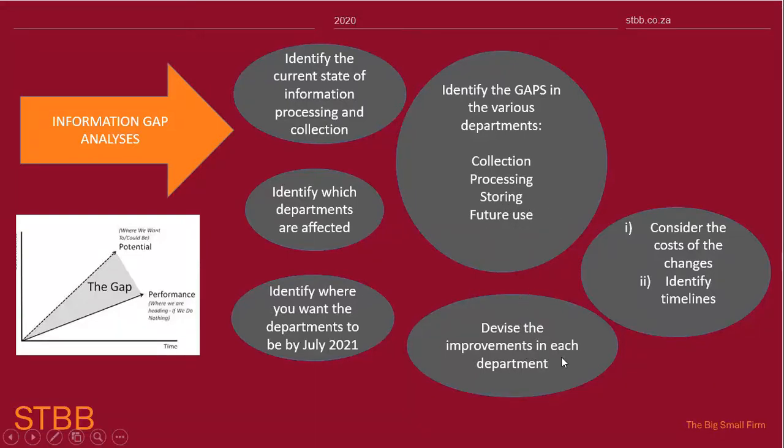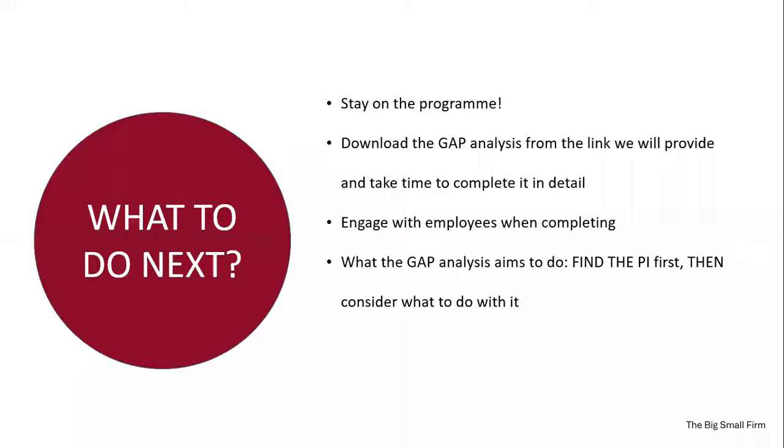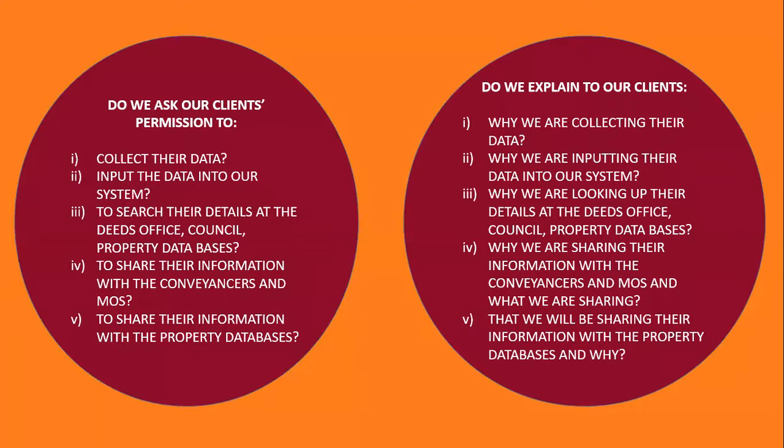Devise the improvements in each of the departments. In other words, look specifically at what people have to say on the phone, what they need to do with their cell phones, what they need to do with information stored, how they email information, and who they share it with in the different departments. And then lastly, if there's a cost, you need to consider the costs and put a timeline to all the changes that need to be implemented. So your homework between today's session and session 2 is to type out or write out a gap analysis of what you're doing now, and that's the biggest portion of your gap analysis. You won't know exactly yet where you want to be in the future, but this should give you a good indication of what your clients will expect from you by July 2021.